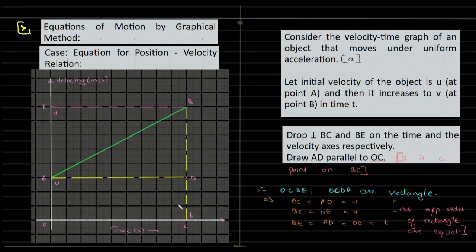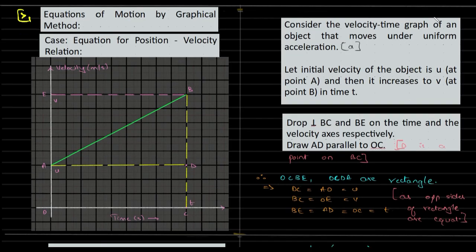the diagram, the velocity time graph with the object moving from A to B, increasing its velocity in a uniform way from u to v. So we'll begin with: consider the velocity time graph of an object that moves under uniform acceleration a. Let the initial velocity of the object be u, and then it increases to v in the time interval t.